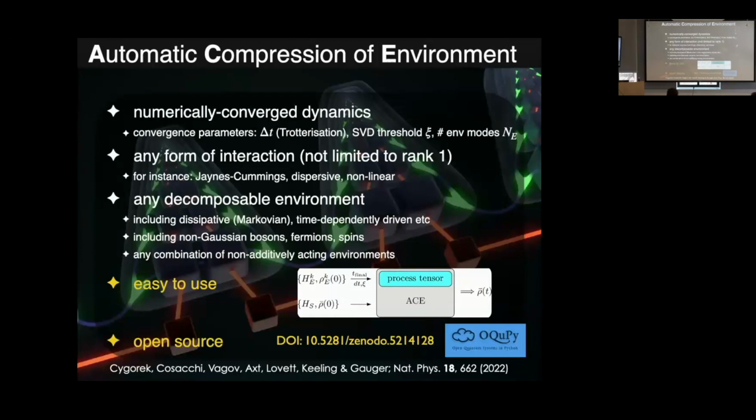And we have our system Hamiltonian and system initial state, which are separate. They're not required for constructing the process tensor. They come afterwards for the final contraction. That gives us our time-dependent evolution of the density matrix. And we have that available as open source. We're hoping to integrate it into OQuPy.